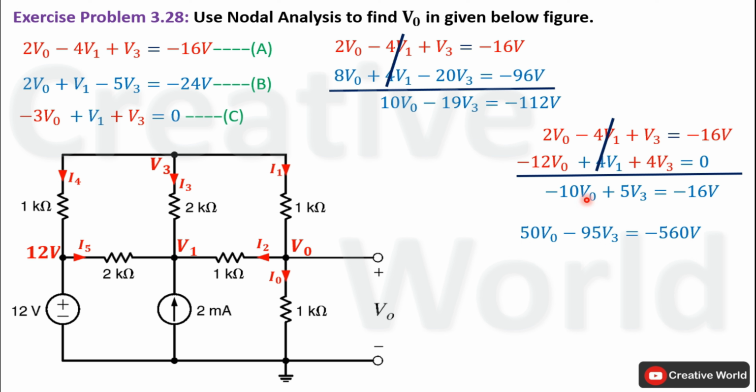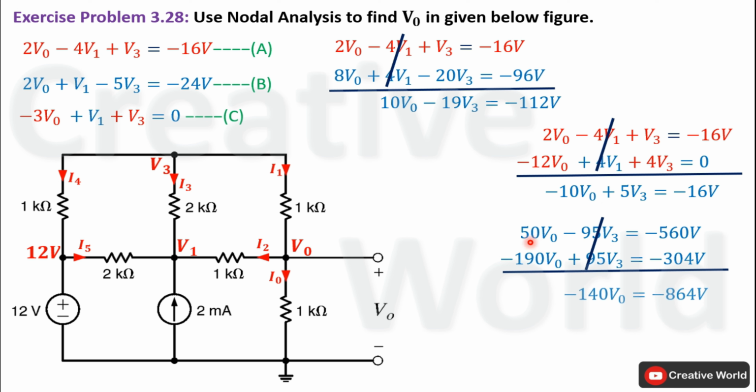And we'll multiply this equation with 19. The equation will become minus 190V0 plus 95V3 equal to minus 304 volt. Add these two resulting equations together. Minus 95V3 and plus 95V3 will cancel out with each other. Sum of minus 190V0 and 50V0 will become minus 140V0. On the other hand side of equal, sum of minus 560 volt and minus 304 volt will become minus 864 volt.